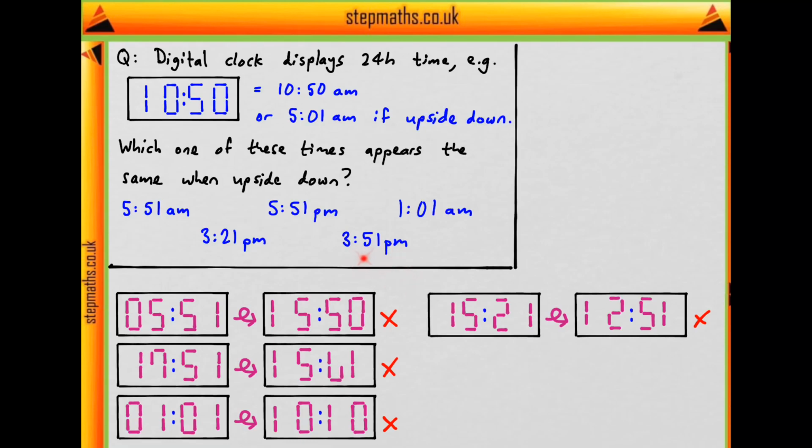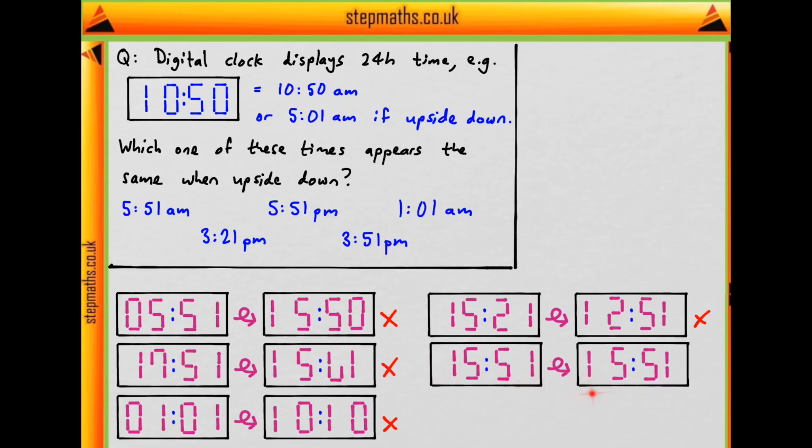What's 3:51 in 24-hour time? That's 15:51. And now if we turn it over, we know 1s and 5s both look the same when they're turned around. And so because we have this symmetry, it's going to look the same. So the only one of these times that appears the same when it's upside down is 3:51 PM, which corresponds to an answer of E.